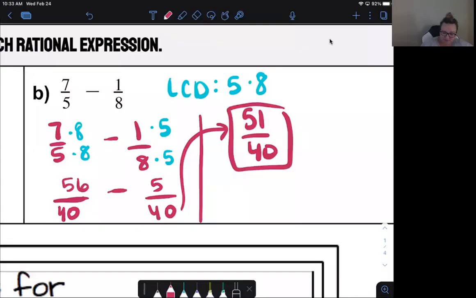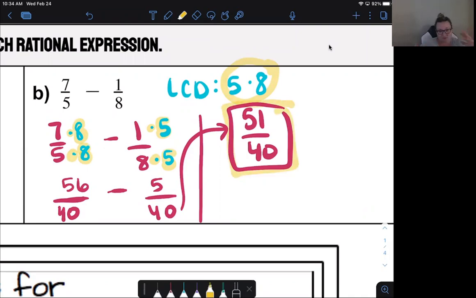So for my least common denominator, I used 5 times 8. The first fraction is missing the times 8 in its denominator, so I multiplied the numerator and the denominator by 8. The second fraction was missing the times 5, so I multiplied by 5. I got 56/40 minus 5/40, which is 51/40.